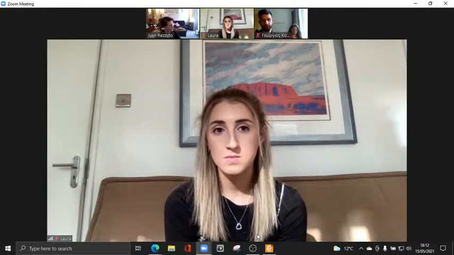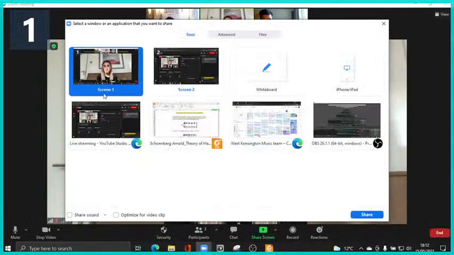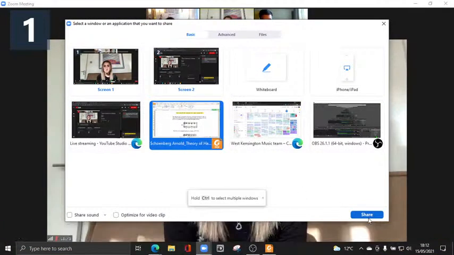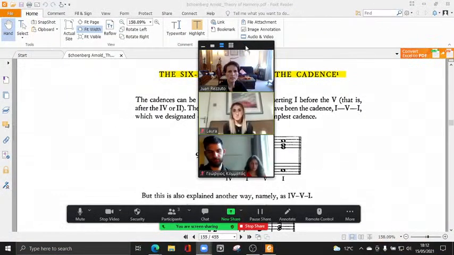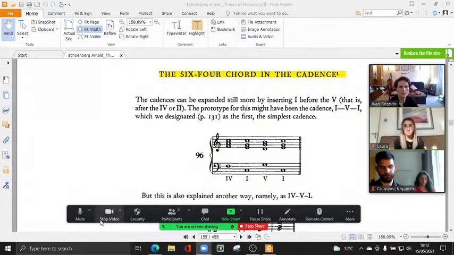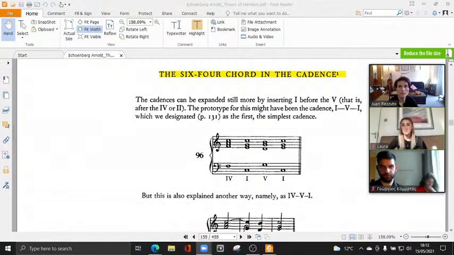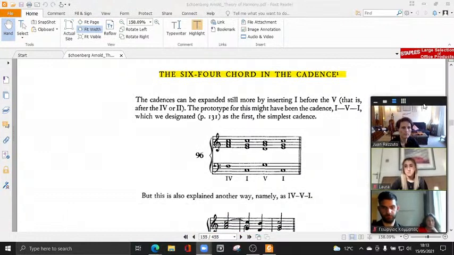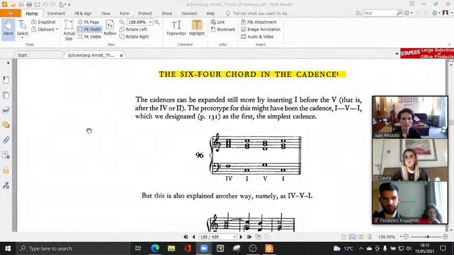Fantastic. So let's start. On Schoenberg, the 6/4 chord in a cadence. Now, the cadences that we already know, or at least which are the cadences that we know so far, as a little revision. Which are the cadences that we have seen so far?